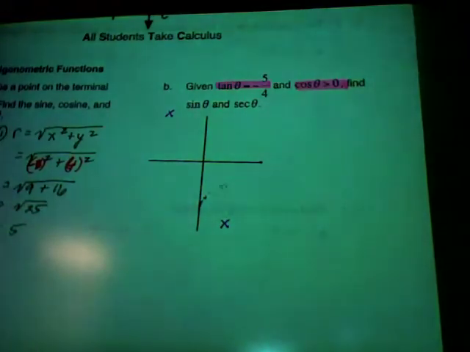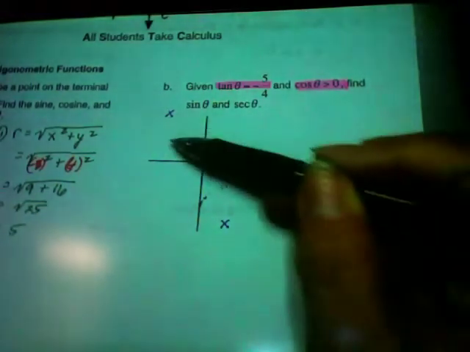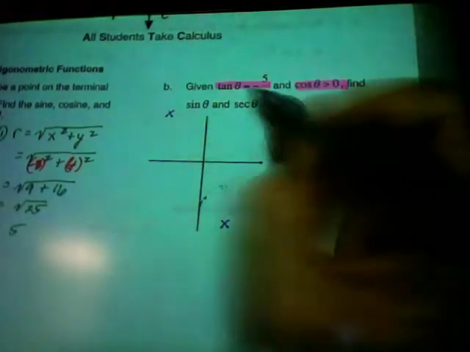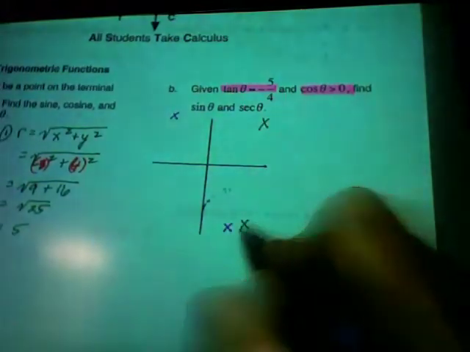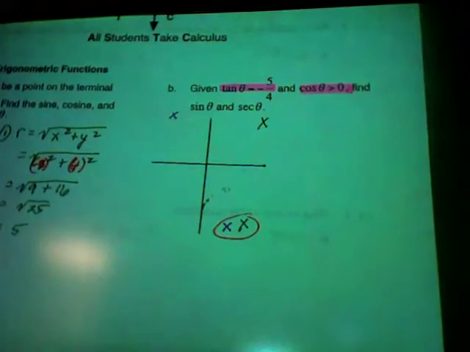Then it says cosine is positive. What quadrants is cosine positive in? All students take calculus. So it's here and here. Where do they meet? That's where both parameters are true, right? Because we need them both to be true. So I know that I'm looking in the 4th quadrant.